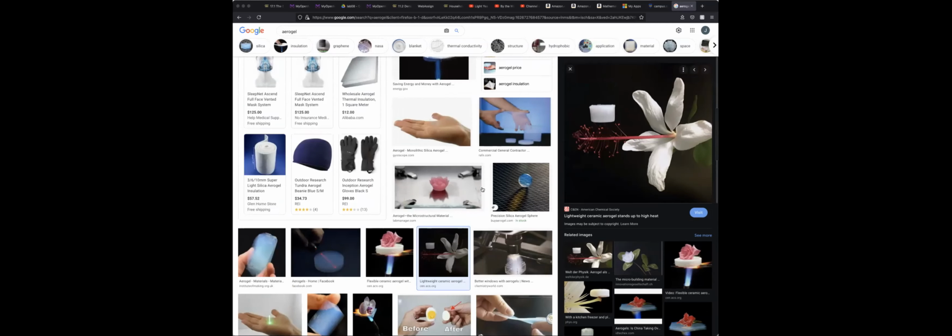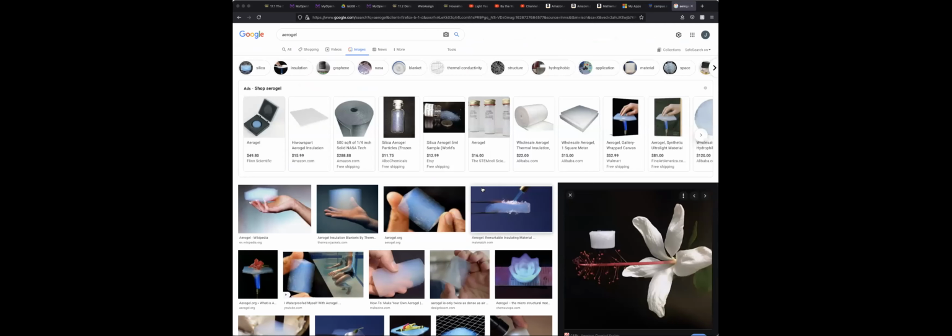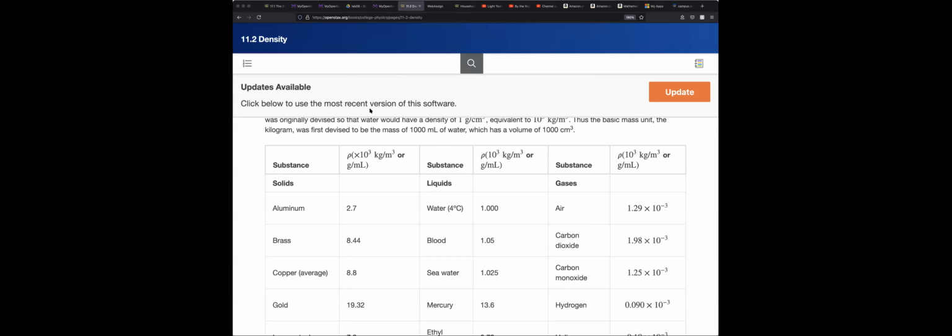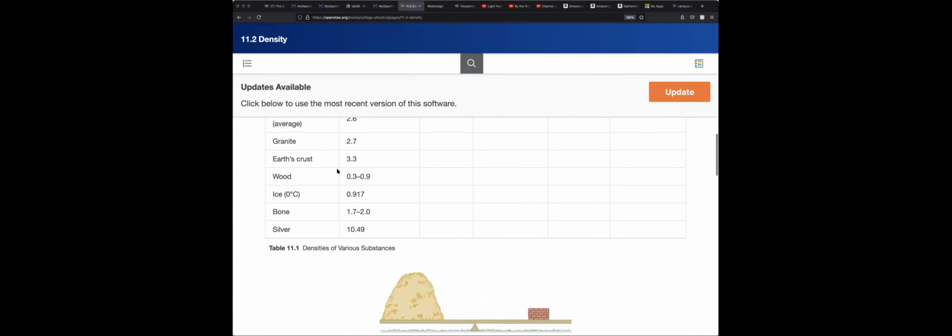They made it by infusing plastic with air bubbles while it's being heated up. So it's quite interesting. It's used for all kinds of things, many different things. But that's density for you.